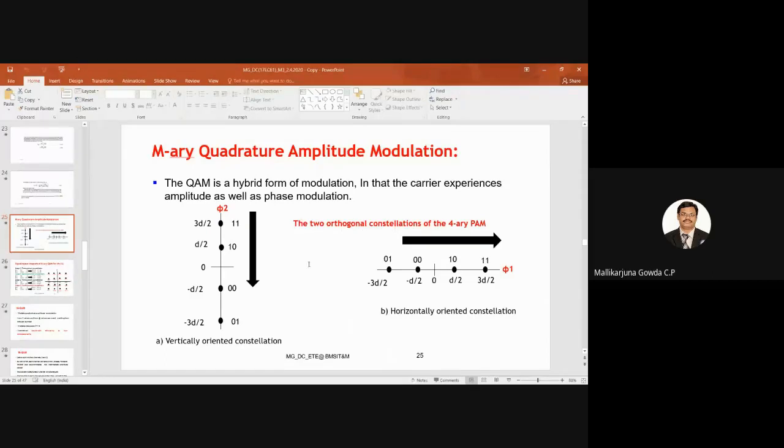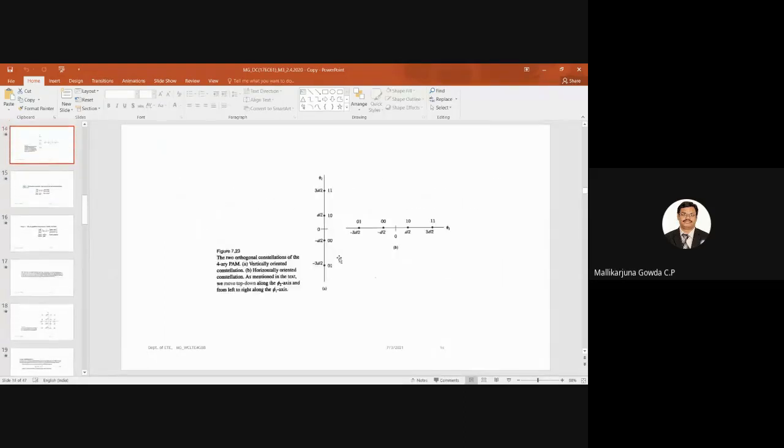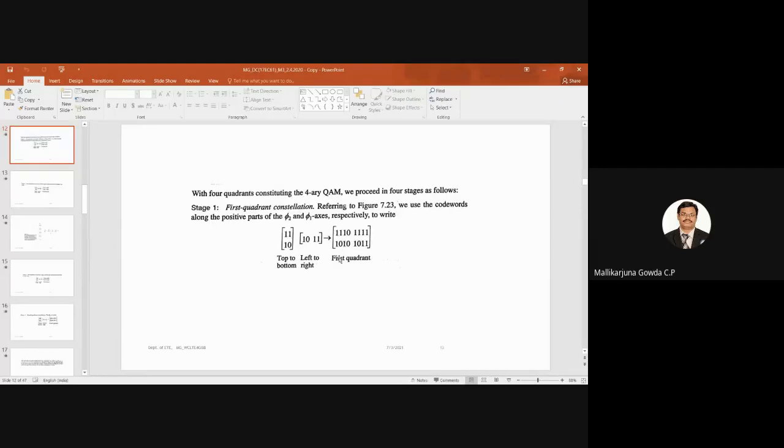What I said is I have written two 4-ary PAM signal constellation diagrams. One is horizontal and another one is the vertically oriented constellation. By the multiplication of these two, we will get the message points of the 16-QAM signal. I think those steps are shown here. So the four quadrants constituting 4-ary QAM are this.